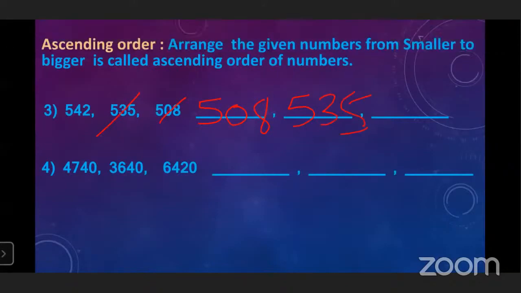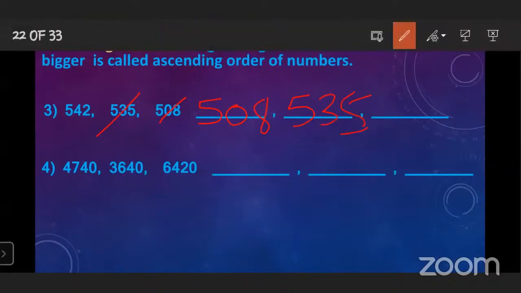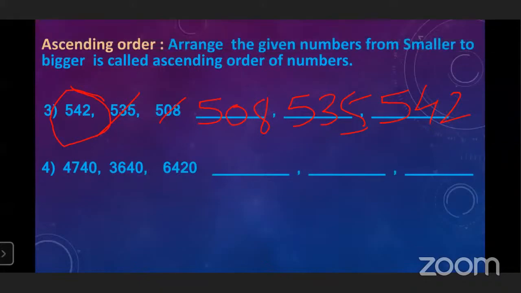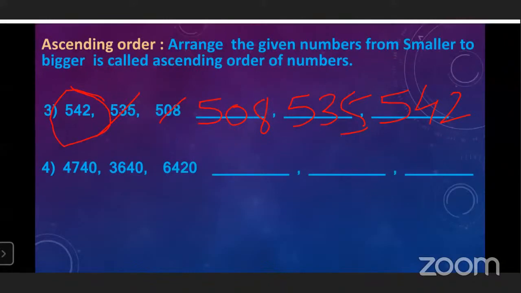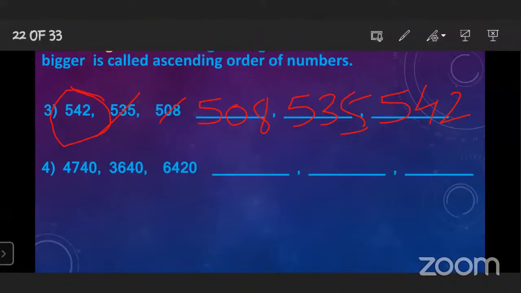Now only one number is remaining, that is 542. That means we can say that in these three numbers, 508 is the smaller number and 542 is the bigger number. Now the next example is also given.